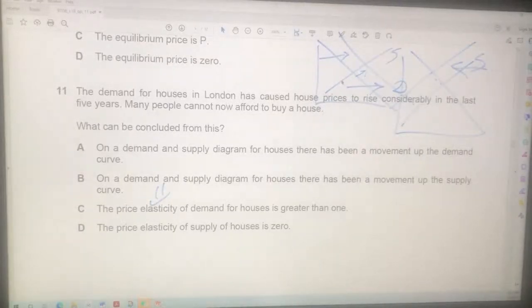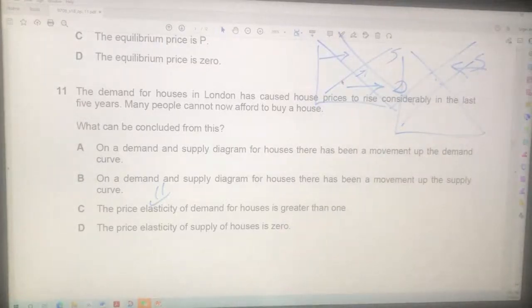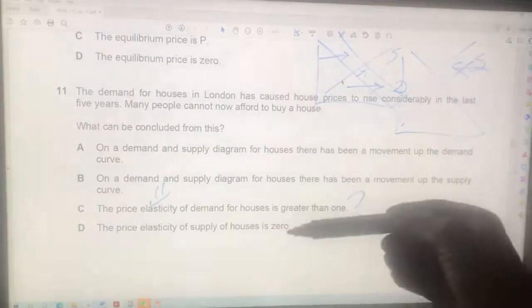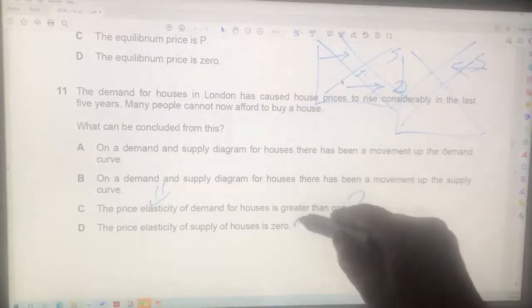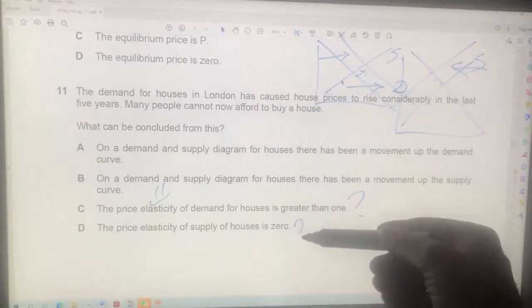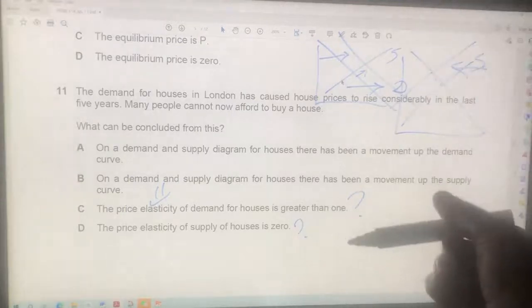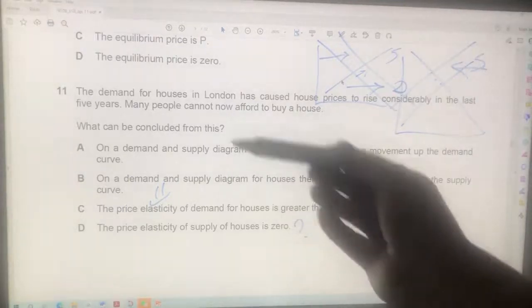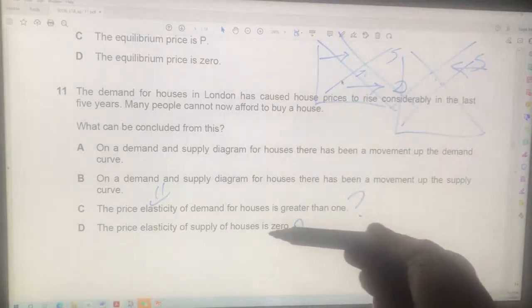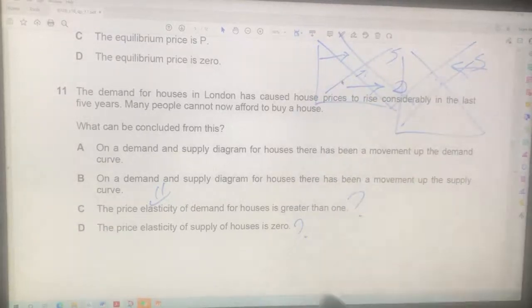Let's try C. The price elasticity of demand for houses is greater than 1. We don't know. We cannot make that conclusion. And D says the price elasticity is 0. Certainly not. But we don't know that. Each multiple choice question is a little world, and they did not give us any evidence of a perfectly elastic house supply. So the answer for 11 must be B.